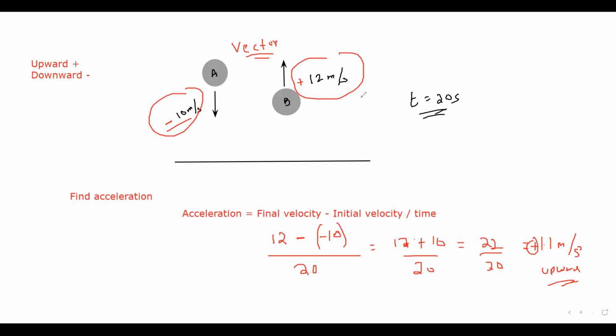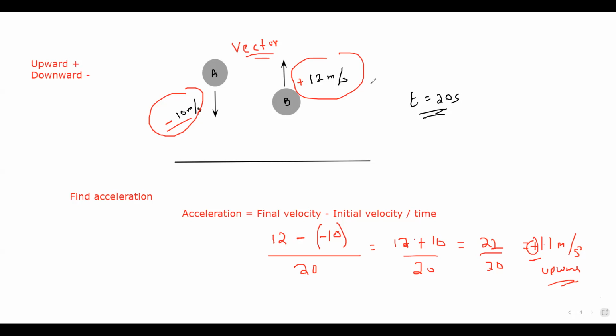The answer won't be different, Abdullah Khan. For example, here I consider downward negative and upward positive, and I get the final velocity minus initial divided by time. So I'm getting plus 1.1 meters per second squared. Plus means upward direction, so I'm getting a result in the upward direction.